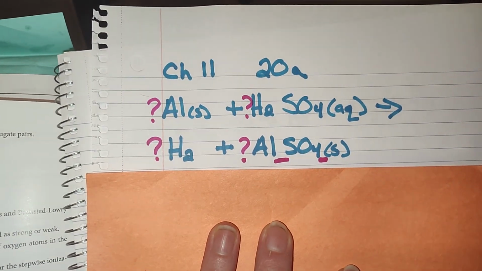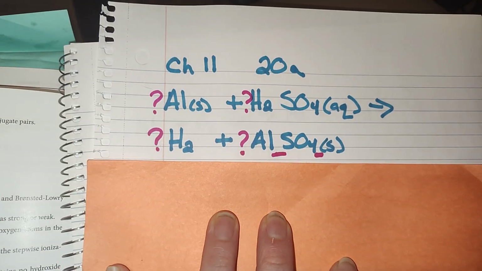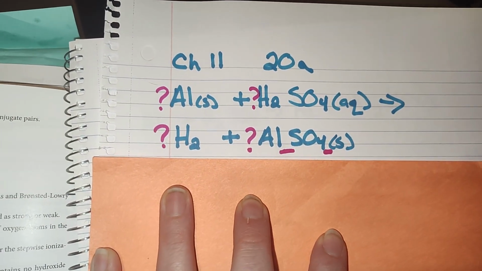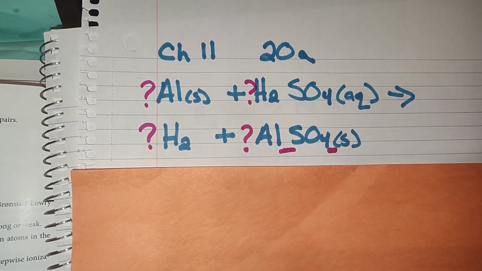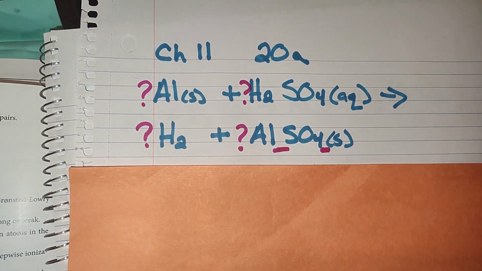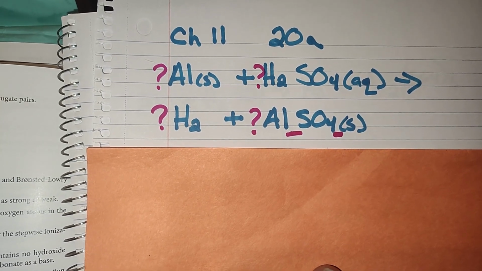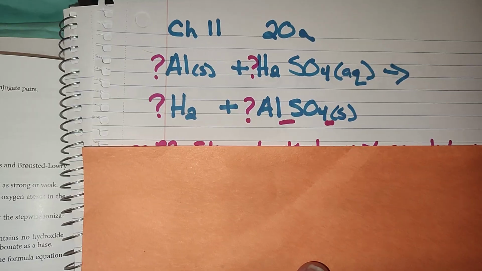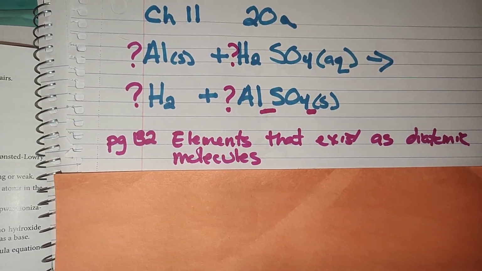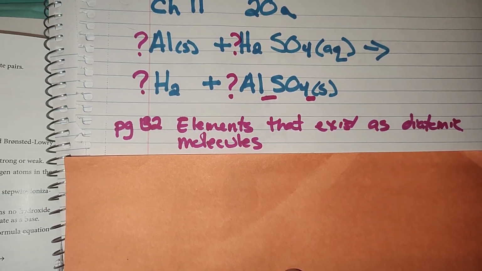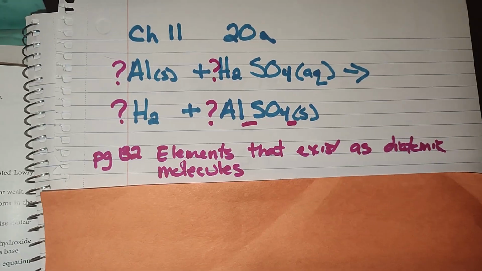What it doesn't tell us is the aluminum sulfate. How does that balance? We do know that we get hydrogen gas out of it, so it's going to be a substitution reaction, if you want to look back at those. I know that hydrogen gas exists as a diatomic molecule in nature, and you can find that on page 132. So the first step is to figure out what this aluminum sulfate is going to exist as.